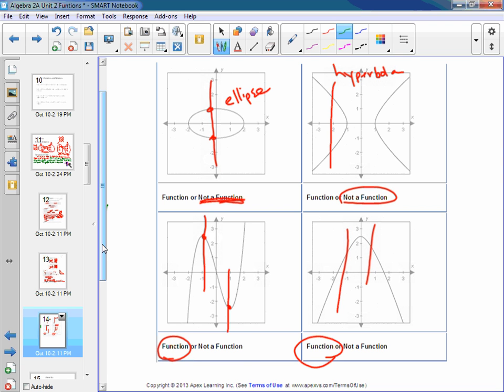All right, so after all that, you're pretty set. You should be able to go on Apex now and take quiz 2.2.3. The 2.2.3 is on mappings, and 2.2.4 is on the graphs. So you should be able to do both of those and be all set.